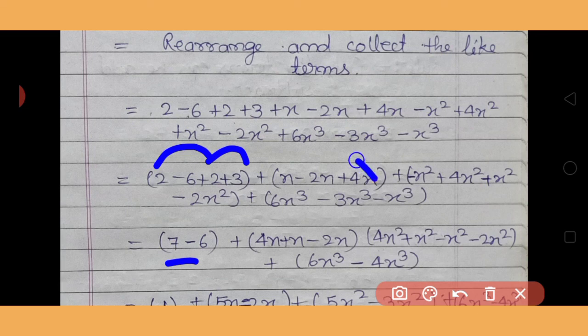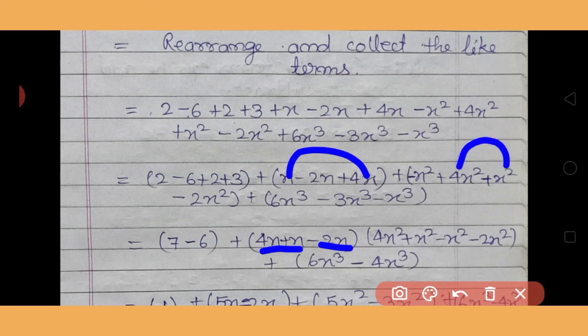In the second bracket, 4x and x, so it will be 5x minus 2x. Then here 4x square and x square will be written together, and minus 2x square and minus x square will be written together. And here 6x cube and 3 plus 1, 4x cube.